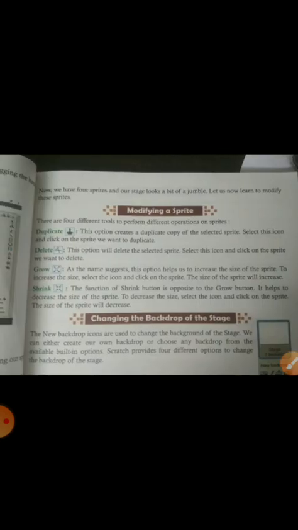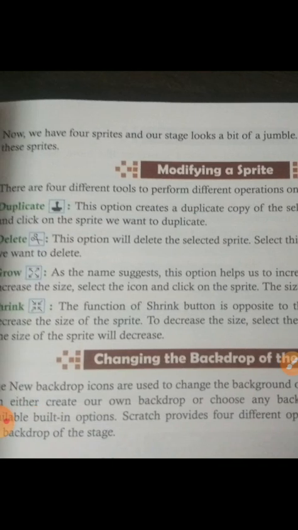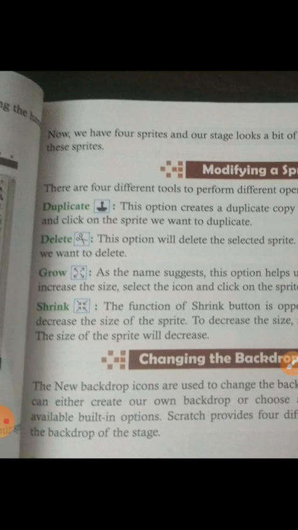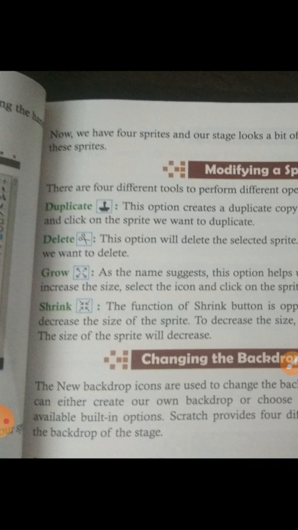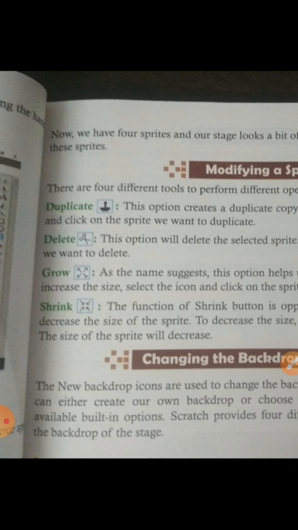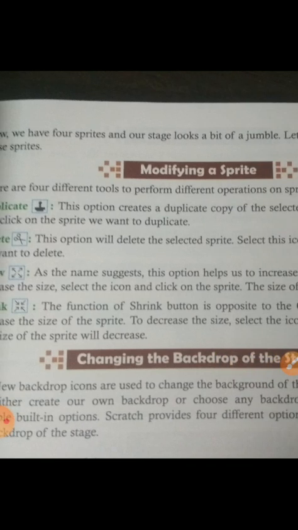It is possible through some options available here. Look here. The first one is duplicate. If you want to create the same icon, we just click on this option. If you want to delete any script from our program, we click on the second option. The grow option is used to increase the size of scripts, and the shrink option is used to decrease the size of our scripts. If we want to change the size of scripts, we use these modify script options.